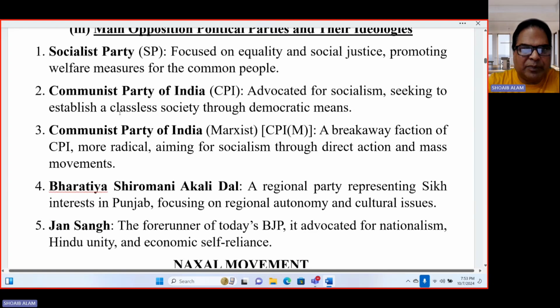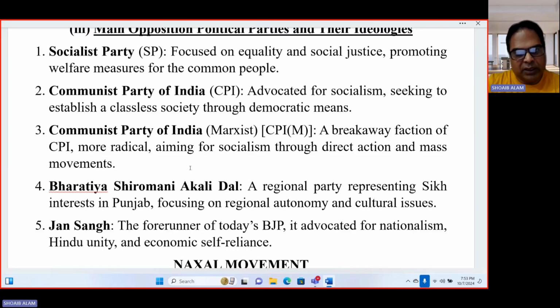The second one is the Communist Party of India, CPI. CPI advocated for socialism, seeking to establish a classless society through democratic means. Another is the Communist Party of India, Marxist, CPIM. This was a breakaway faction of CPI. It was more radical, aiming for socialism through direct action and mass movement. The fourth one is the Shiromani Akali Dal, a regional party representing Sikh interests in Punjab, focusing on regional autonomy and cultural issues.